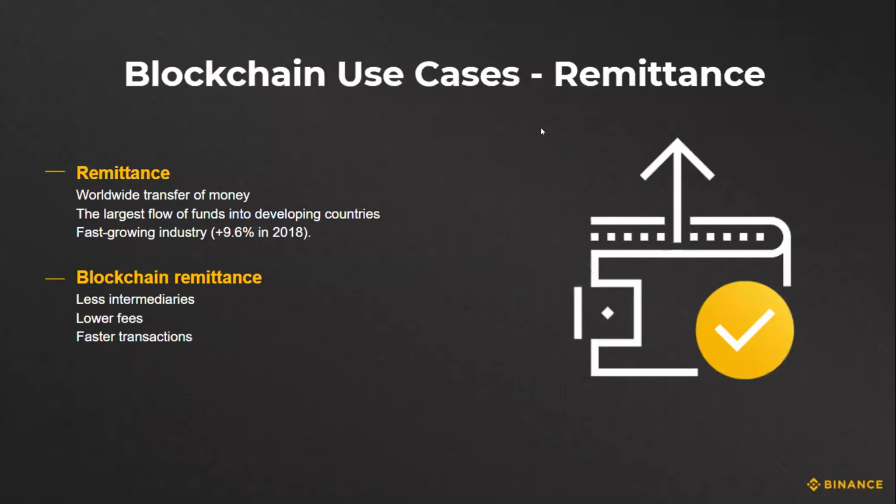All right. Okay. So next, let's talk about remittance, one of the blockchain use cases. This is basically worldwide transfer of money. Anybody can send money from anywhere at all, and it is the largest flow of funds into developing countries. So if I want to send money to another country, I wouldn't need to sweat, and it can make money easily accessible to those countries.